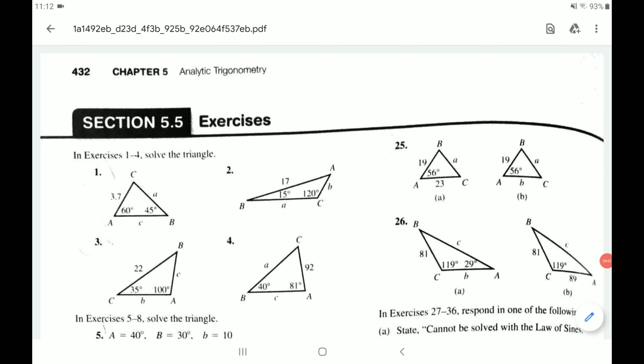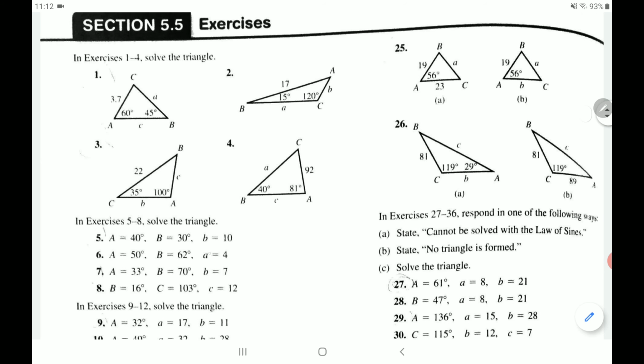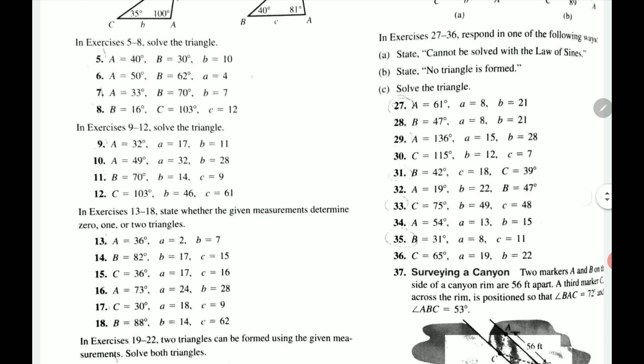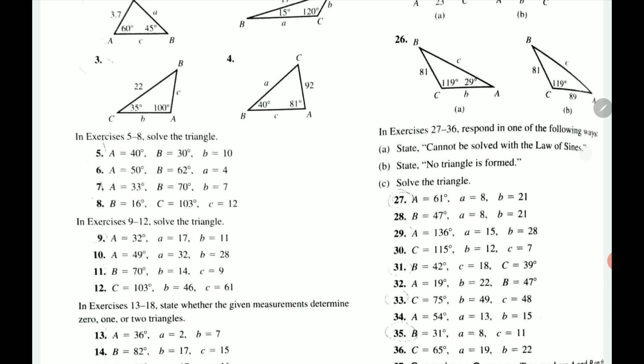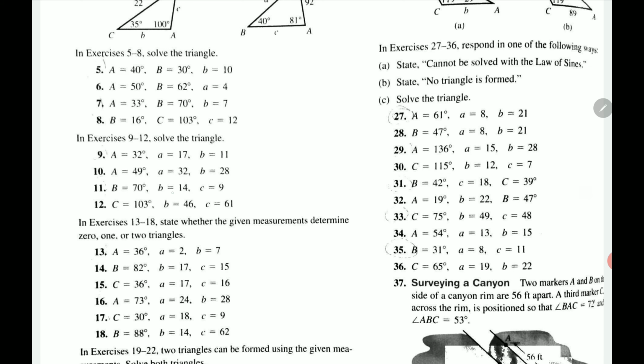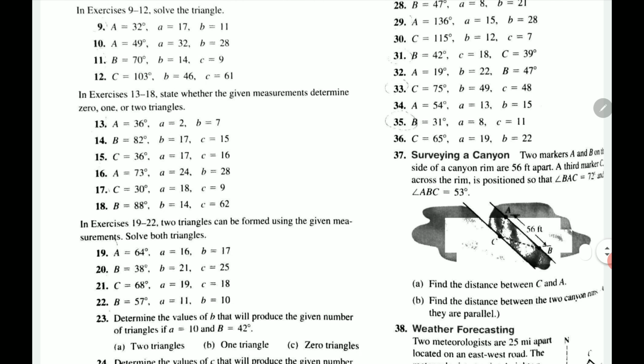Alright, so I'm looking at the homework for 5.5, and most of this is going to follow the same thing we do. It's solve the triangle, solve the triangle, solve the triangle. Here you're given two angles, so you can easily find the third angle. Here you're only given one angle, so you're going to have to use the law of sines to find the second angle, then find the third angle.